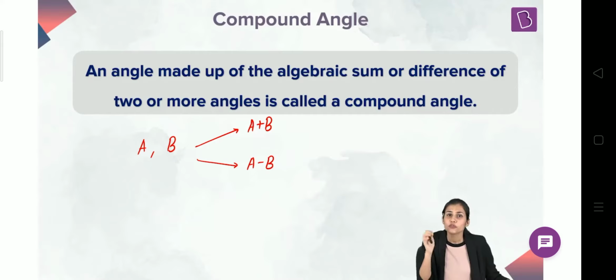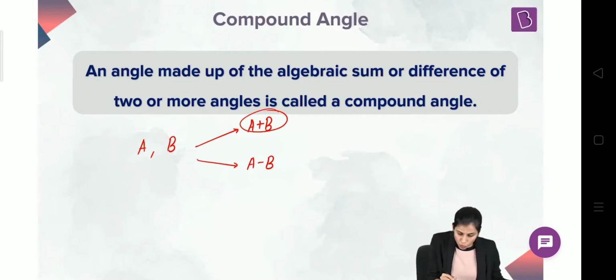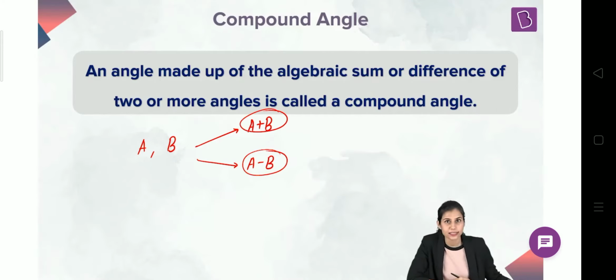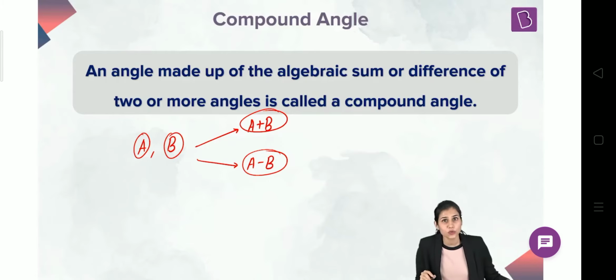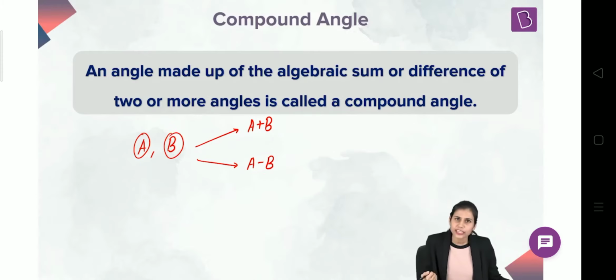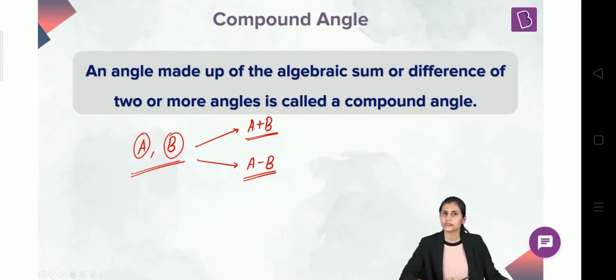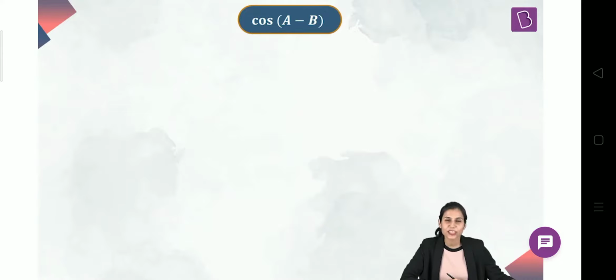Our agenda is to find out the trigonometric ratios of these compound angles. And because these compound angles are formed with the help of these individual angles only, the natural curiosity arises: is there any relationship between the trigonometric ratios of these compound angles and the trigonometric ratios of these individual angles? If yes, what is it? Let's find out. Let's begin by computing the cosine ratio of the compound angle A minus B.